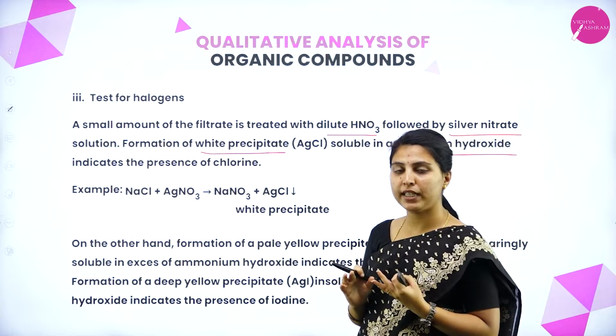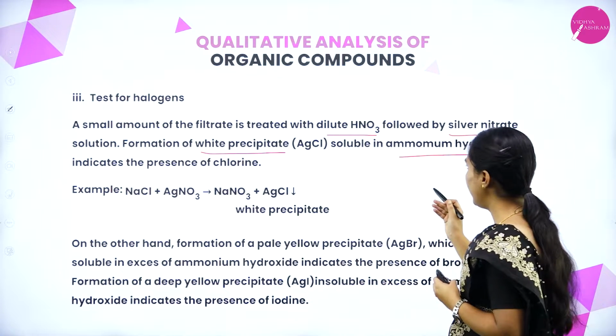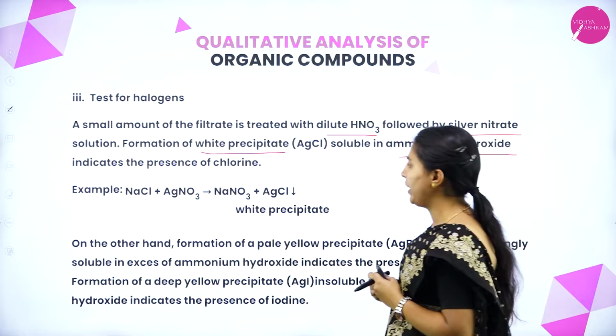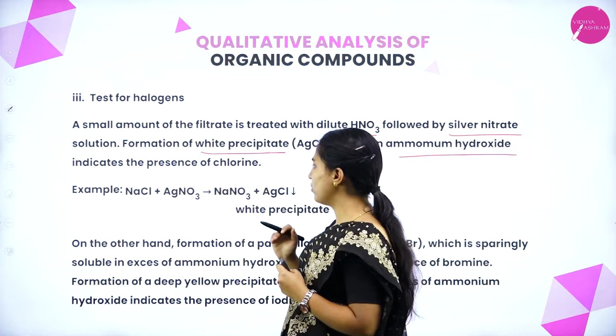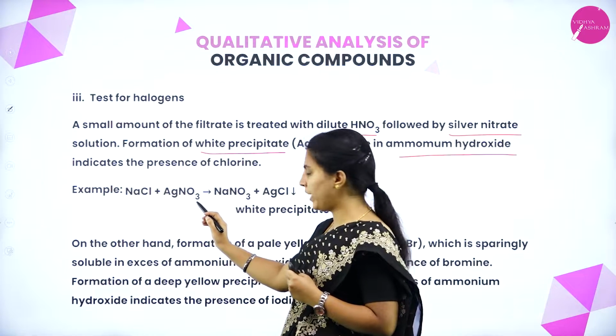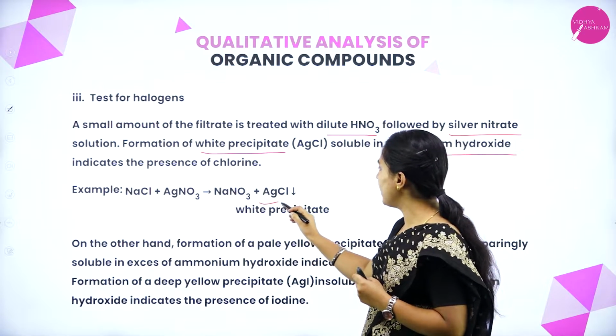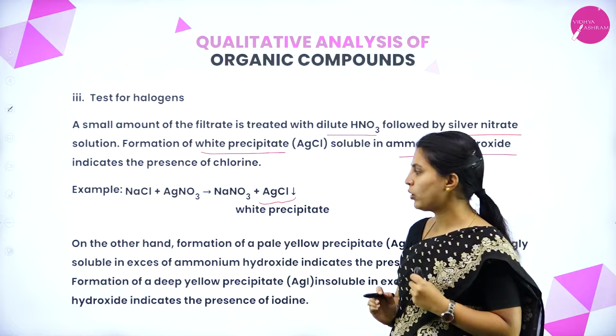What does that white precipitate contain? That is nothing but silver chloride. It will be soluble in ammonium hydroxide and indicates the presence of chlorine. See here, sodium chloride and this is AgNO3, silver nitrate. It will form sodium nitrate and AgCl, that is the white precipitate.